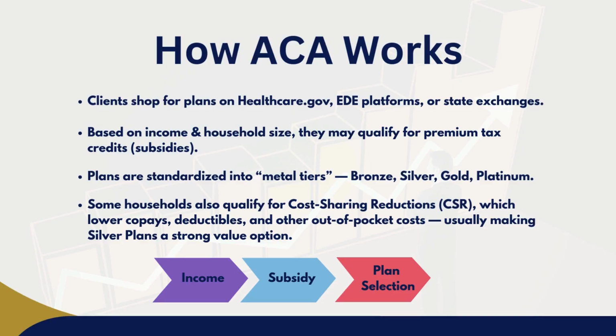Once eligibility is determined, clients can choose from standardized plans organized into metal tiers: bronze, silver, gold, and platinum. These tiers don't change the quality of care, but they do reflect how costs are split between the insurance company and the client. Bronze plans usually have the lowest monthly premiums but higher out-of-pocket costs, while platinum plans have the highest premiums but the lowest costs when you actually use care.